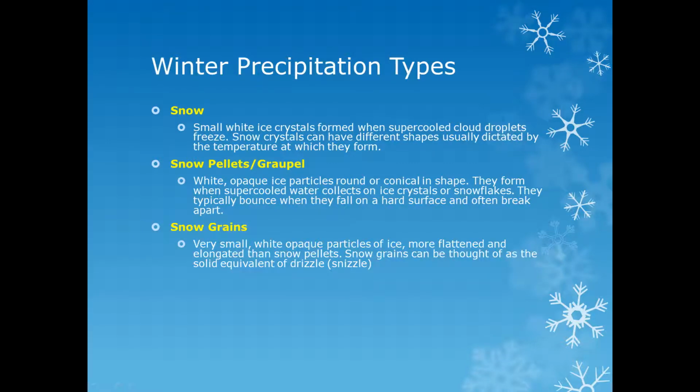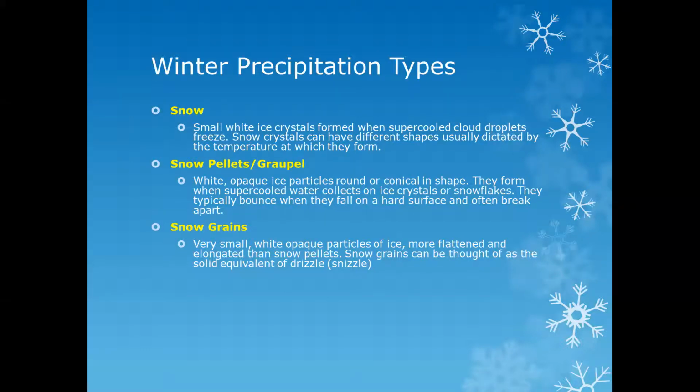Snow grains are a little less common. These are very small, white, opaque particles of ice. They're more flattened and elongated than snow pellets, and they typically form in situations similar to ones that produce drizzle in warm weather. Low clouds, perhaps a disturbance aloft moving through, which if it was warm enough, would be drizzle, and these little snow grains form in the cloud, and they can be very fine. They may be hard to see, but might accumulate a little bit on the sidewalk, probably never enough to measure, but that's one other form.